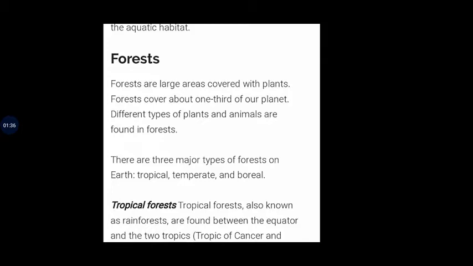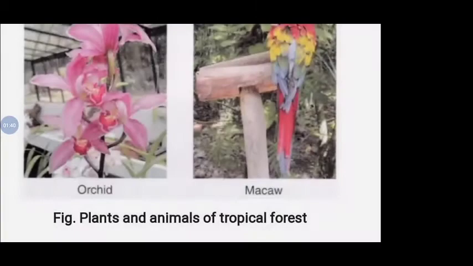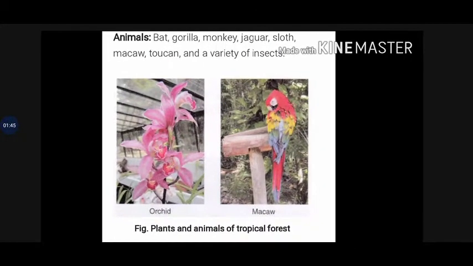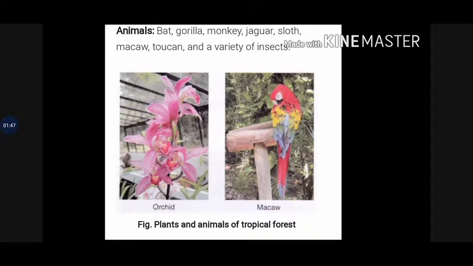It shows a variety of animals in that area. The flora and fauna found here are specific, like we can see in this picture. Animals like bat, gorilla, monkey, jaguar, sloth, macaw, toucan and a variety of insects are seen in the tropical forest.